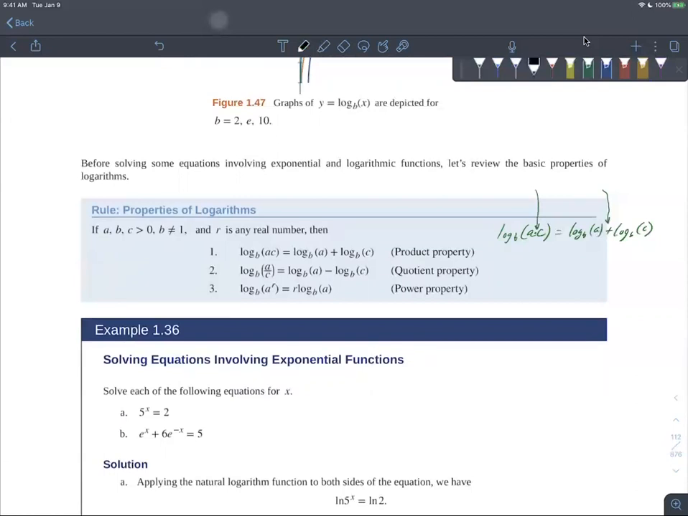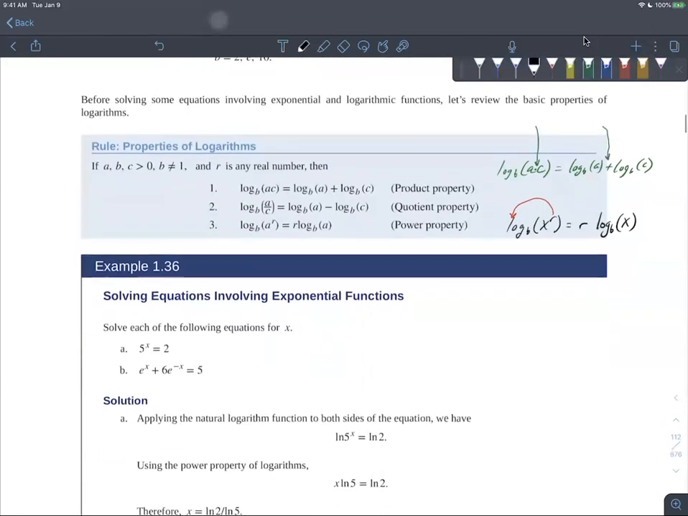Now the power property is very, very powerful. So we'll write it again. The log base b of x to the r. Basically, if you take the log of an exponential like x to the r, we can bring down that exponent. This is equal to r times the log base b of x. No longer does it have the exponent of r, it is now in the front.